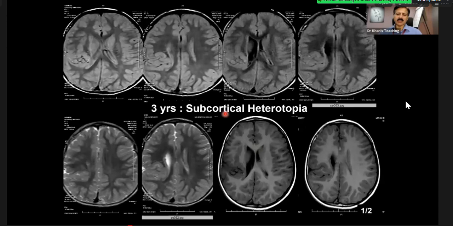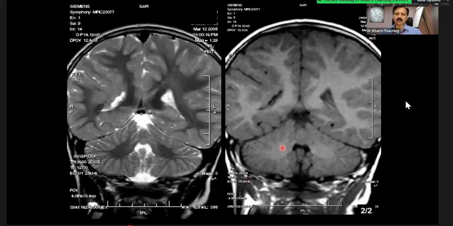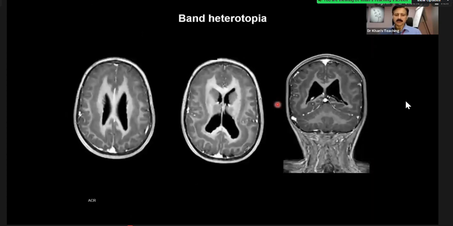a mass, and you will be worried what it is. When you do an MR, you see the signal intensity is equal to gray matter. And subcortical heterotopia is usually also associated with very prominent veins. So these filling defects are veins. It is known to occur like this. Third type of heterotopia. So this is a sort of coronal of the same patient. And you can see that actually it goes all the way and touches the ventricle also here.